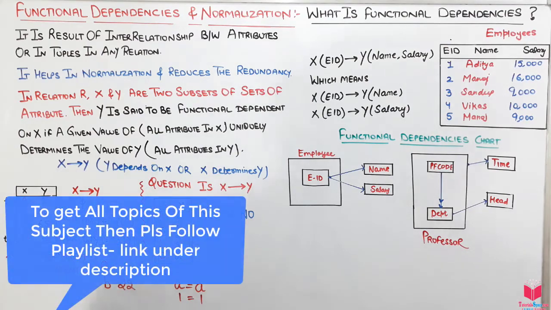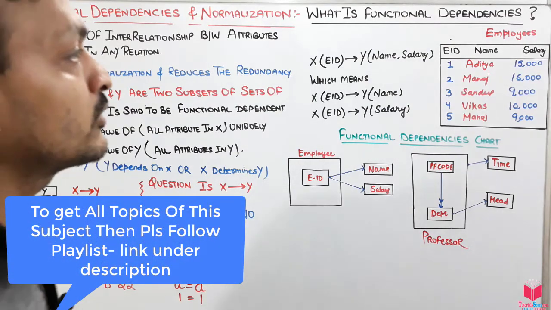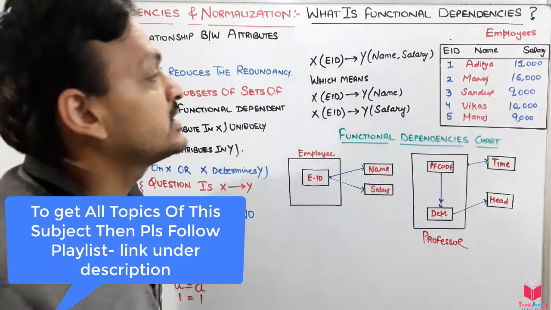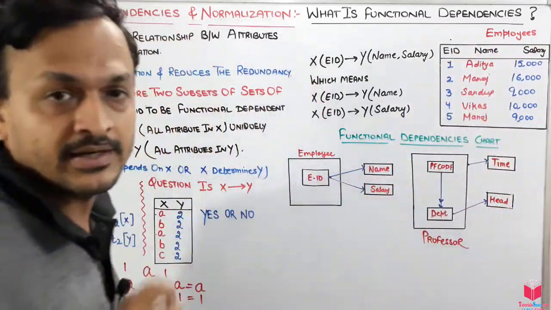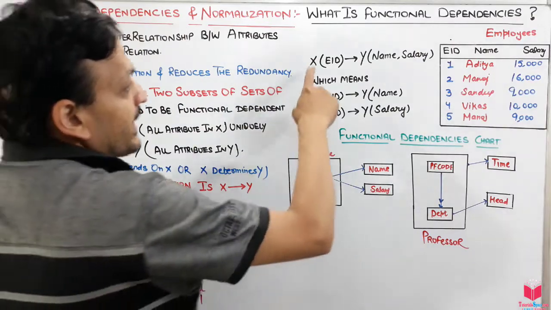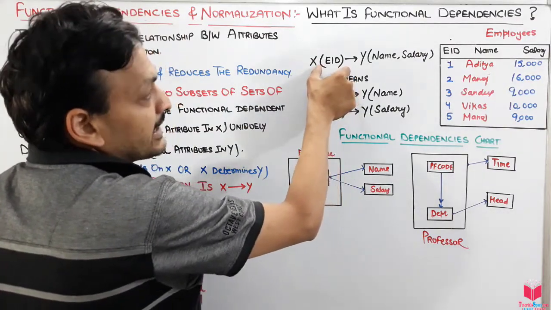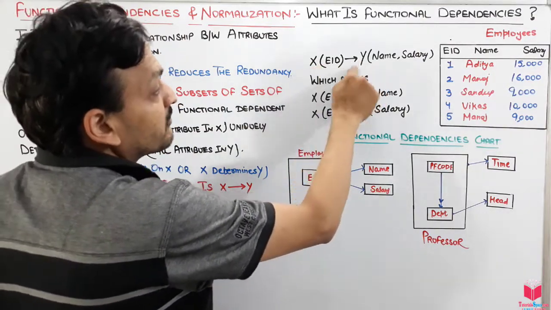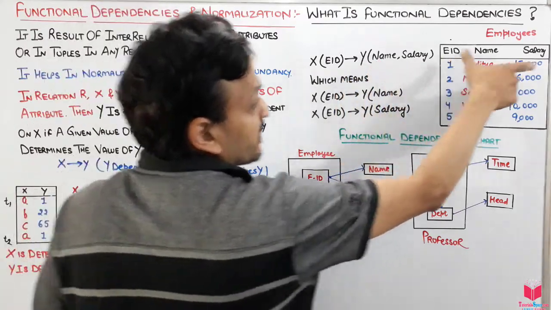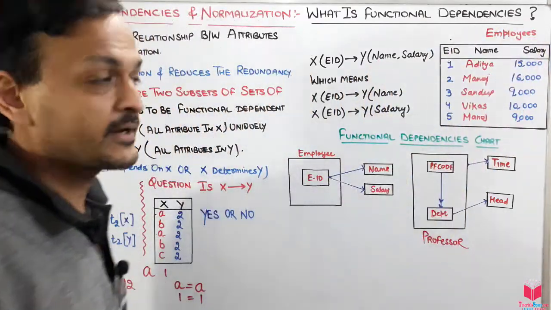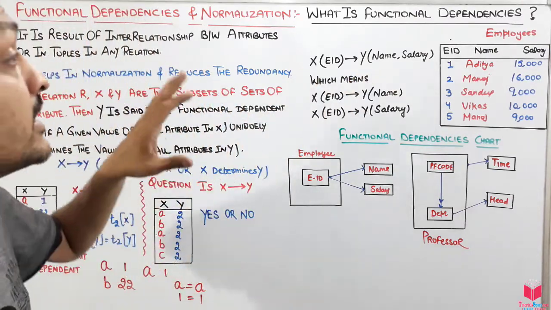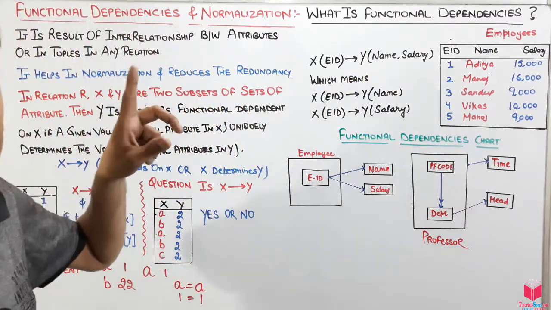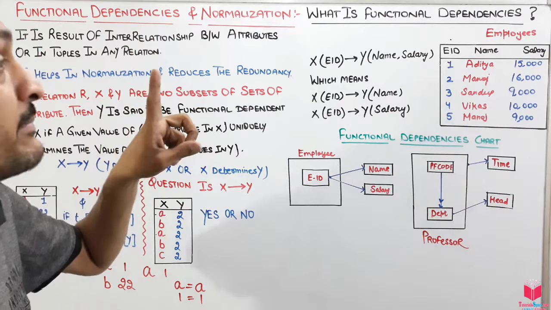Okay guys, let's see another example. You will be more clear about that. There is an Employees table. There are three columns: EID, name and salary. EID is the primary key of that table. So here X is the EID column, and the arrow leads to Y, that means name and salary. We are considering both attributes here. So name and salary combined are functionally dependent on EID.